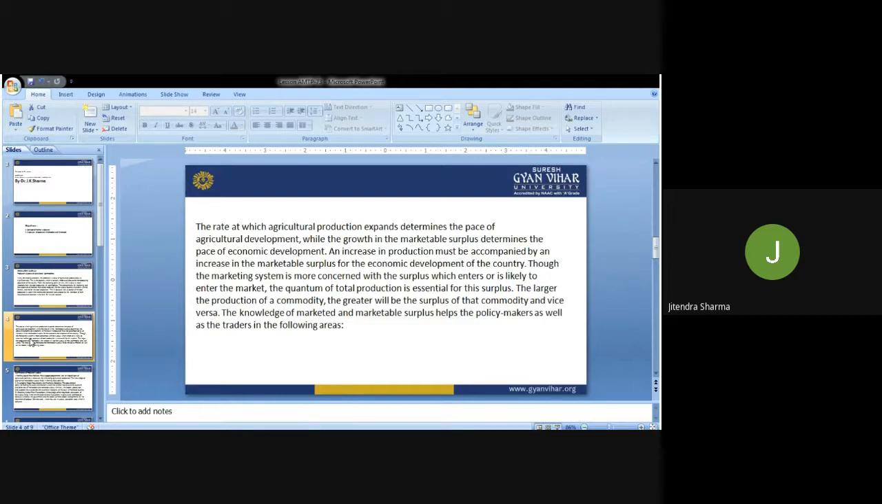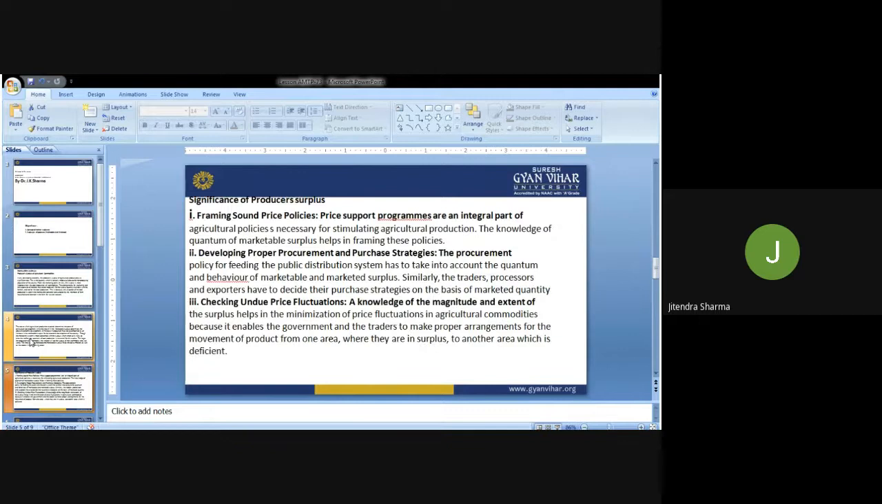The knowledge of marketed and marketable surplus helps the policymakers as well as the traders in the following areas. Every area is very important. What is the significance of the surpluses, particularly of the producer surpluses? We'll discuss that one by one over here.